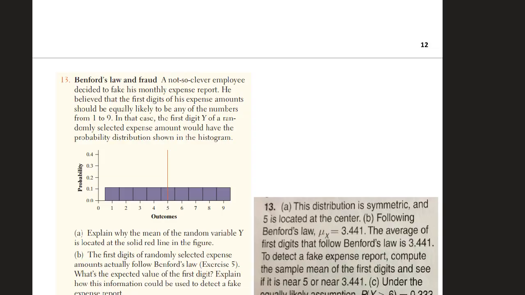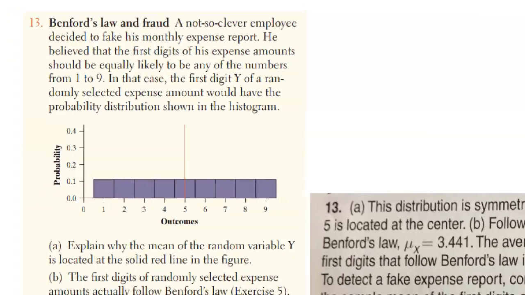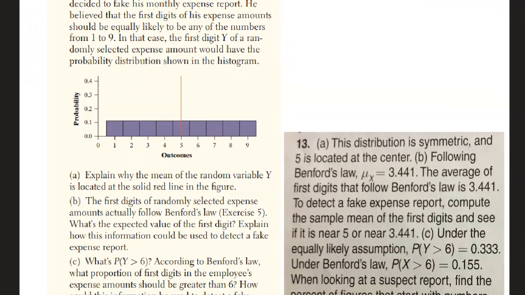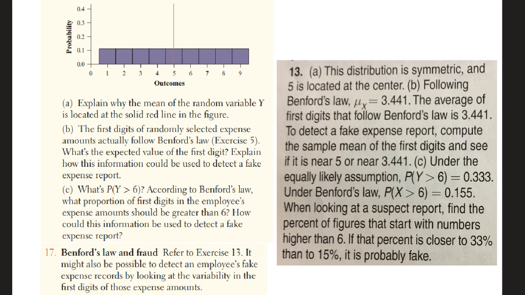Okay, more Benford's law. Someone's trying to be sneaky, and Benford's law is going to catch them with math. And so, well, first we're saying here's what would happen. This picture here is what would happen if the probability was the same and you just randomly picked. So why should the mean be right here? Well, because this is symmetric and uniform, so the mean's going to be right in the center.